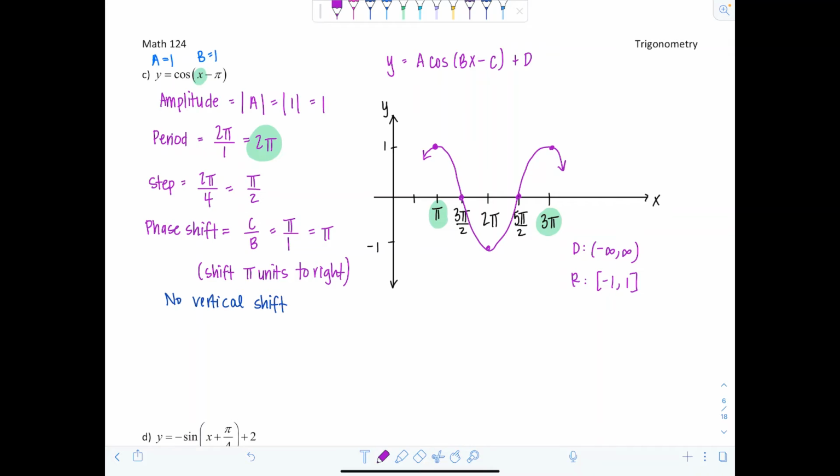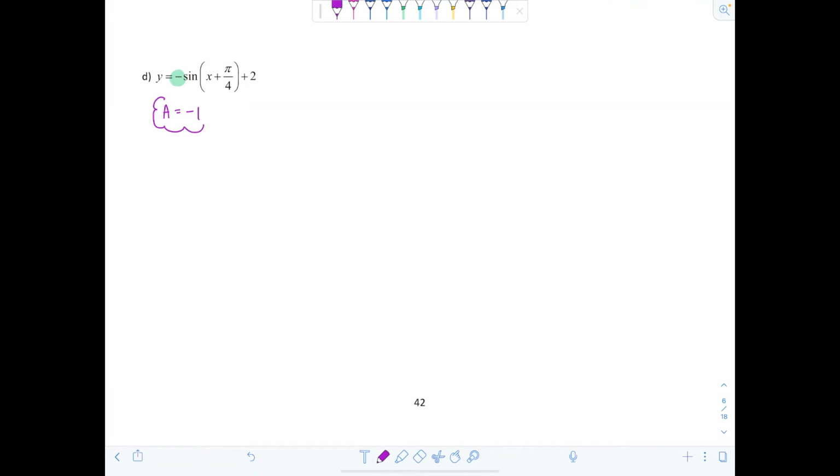Let's look at some more examples. Okay, we've got negative sine of x plus pi over 4 plus 2. Okay, so in this case, notice a is equal to -1. Remember, whenever there's a negative in the front, that means you reflect over the x-axis. That also means the amplitude, remember, if you're asked for the amplitude, it's never negative. It's equal to the absolute value of a, so that's going to be +1 still.